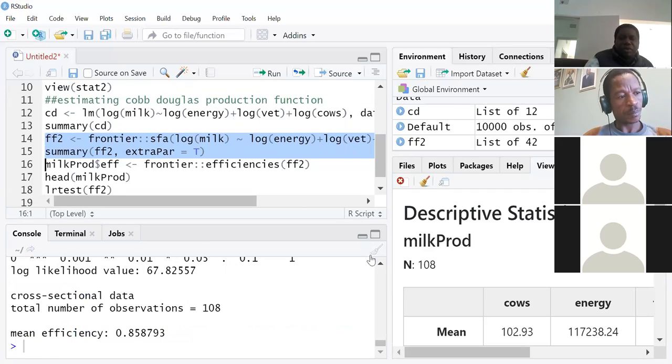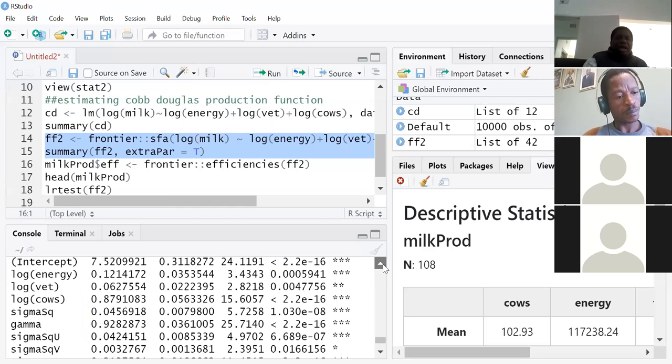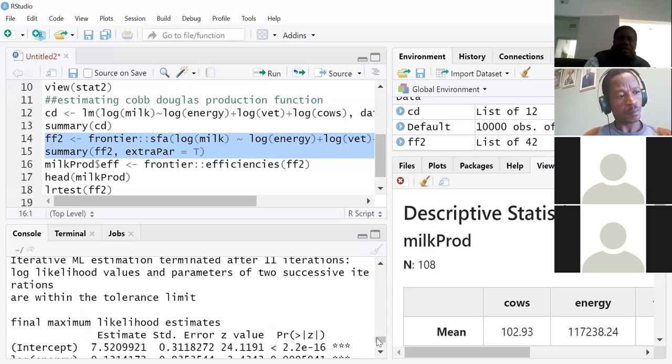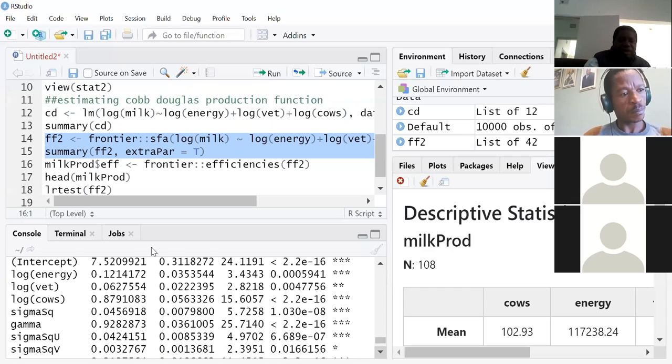Good. So here we have our results. You can see we have so many things now, because this one is using maximum likelihood estimate. The energy is still around 0.12, but you can now see that it's no longer 0.09, it's already reduced. Then we have your cow is still around 0.88 now.